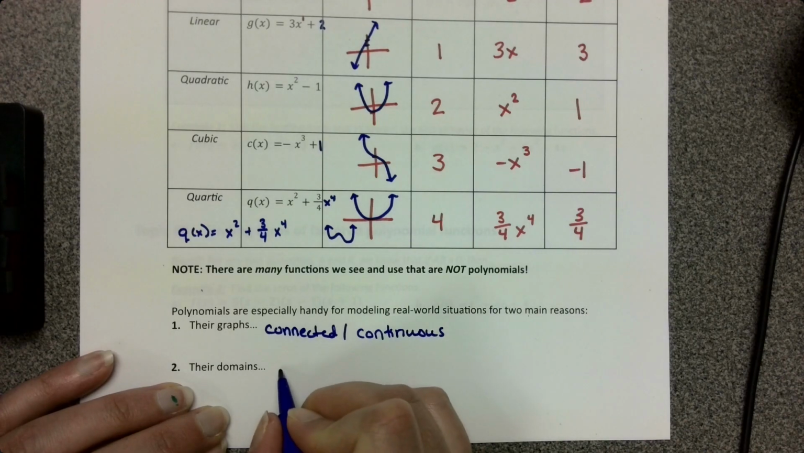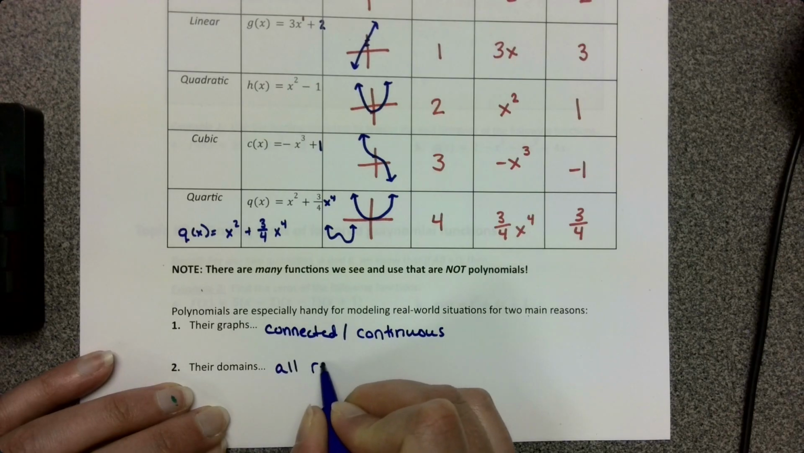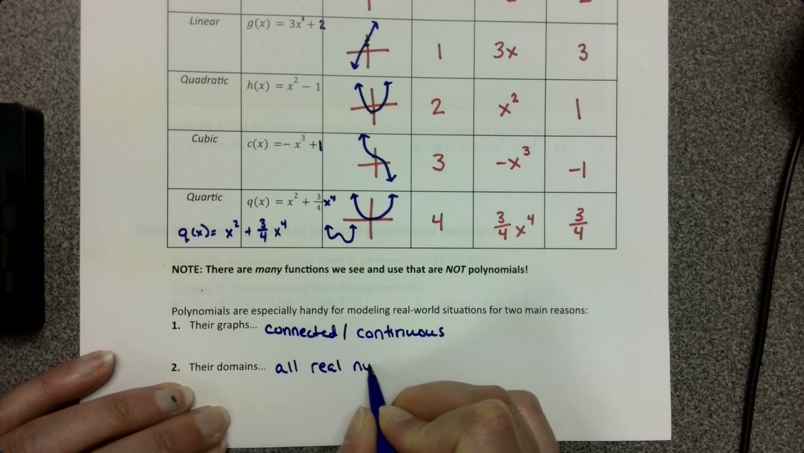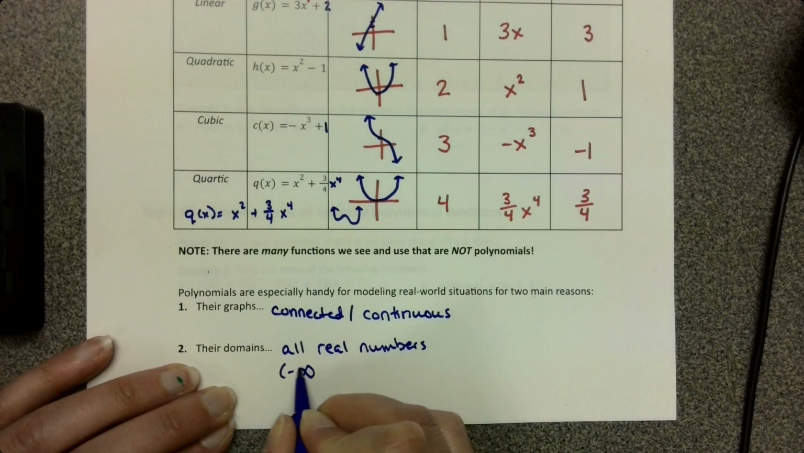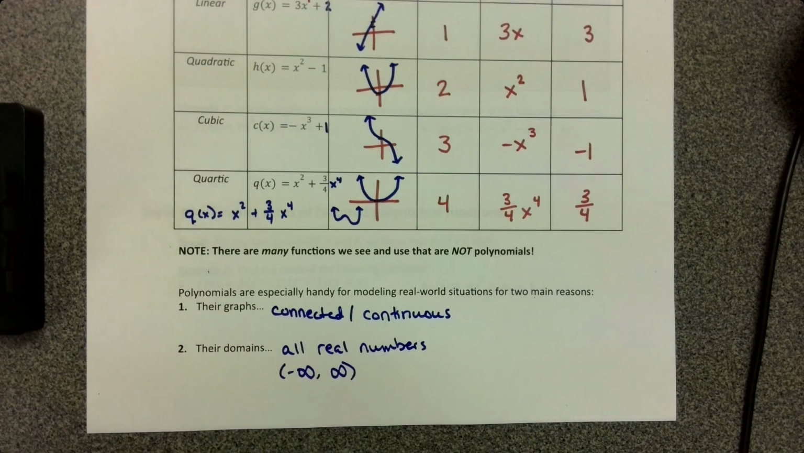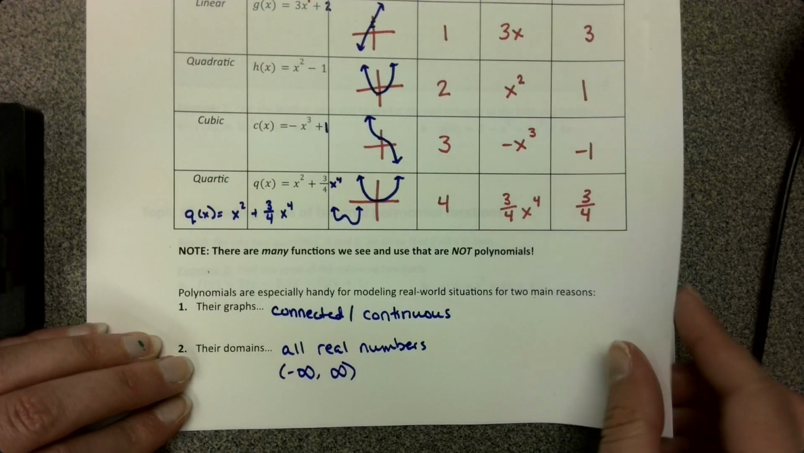and their domains are all real numbers. Or negative infinity to infinity. That's going to be true of any of our polynomial functions. That's one of the reasons that they're handy for modeling, is I have no problem areas in the domain or on the graph of the function.